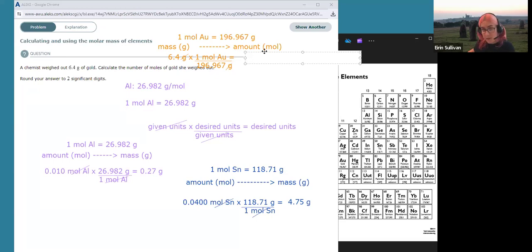So 6.4 divided by 196.967 gives me 0.03249272 moles. Number of moles is usually small, right? We're asked for 2 significant digits, and the 4 is under 5, so there's our answer, 0.032 moles. And I'm going to stop now. Okay, so get some practice with that. Lots and lots of practice.